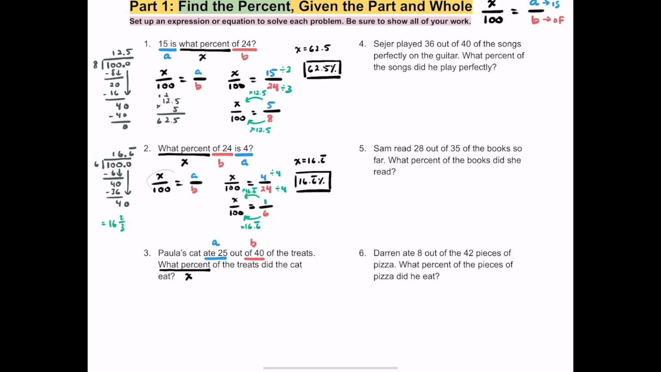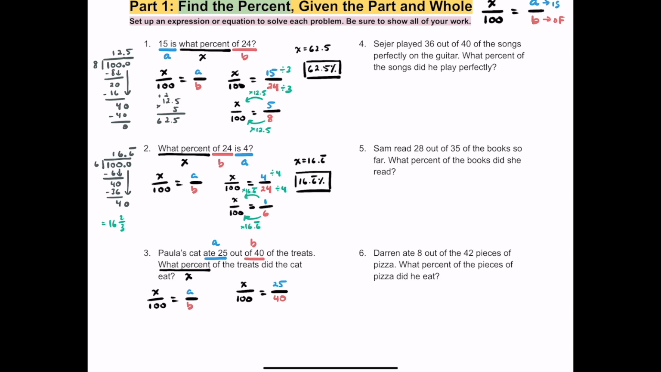Okay. Again, I'm just going to keep using the same form. This is our percent proportion. Makes it very easy to set things up and solve. So we can go ahead and write x over 100, we're solving for the percent, is equal to, and the part here is going to be 25. Her cat ate 25 out of the 40 total treats. Okay. Now again, you can see how many times 40 goes into 100 and 25 goes into x, and we can go straight from there.